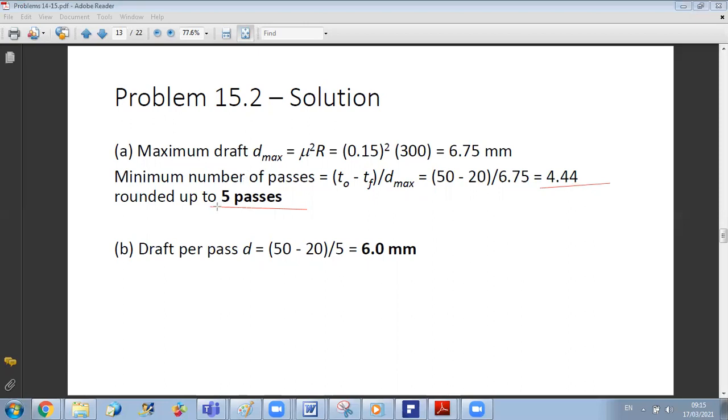And since now you know the number of passes, you can determine the draft per pass. So the draft per pass will be equal to T0 minus T final over the number of passes, which is 30 over 5. So per pass, I will have a draft of 6 millimeters. Keep in mind that the maximum draft is mu square R, but I can have a smaller draft. This is the maximum that can be achieved per pass, but by proper arrangement, I can attain a smaller draft than this. Okay, so here the draft per pass will be 6 millimeters needed.